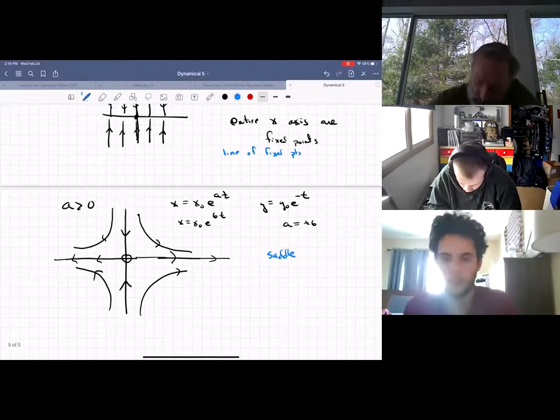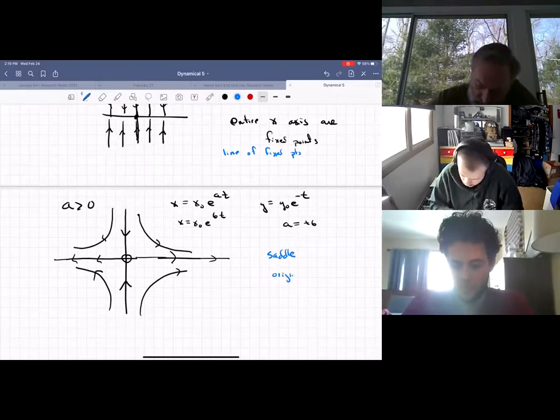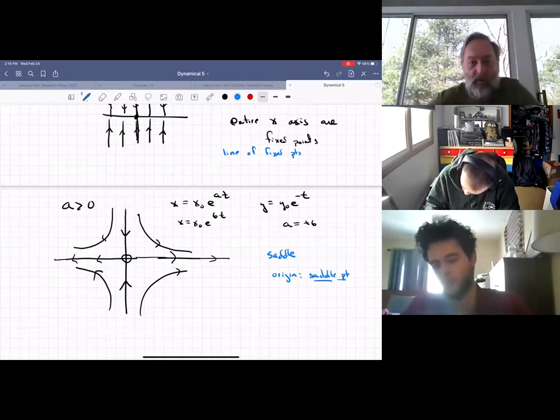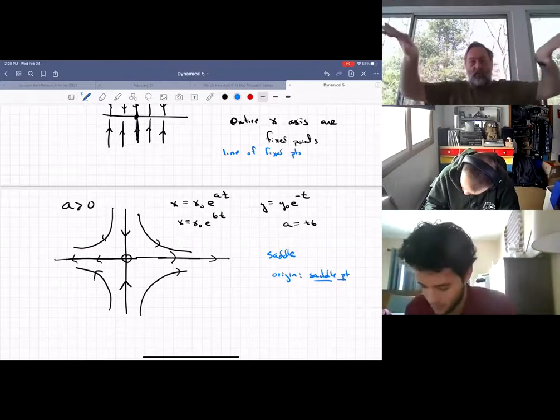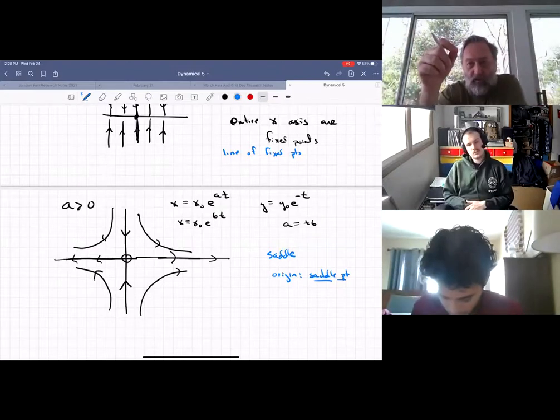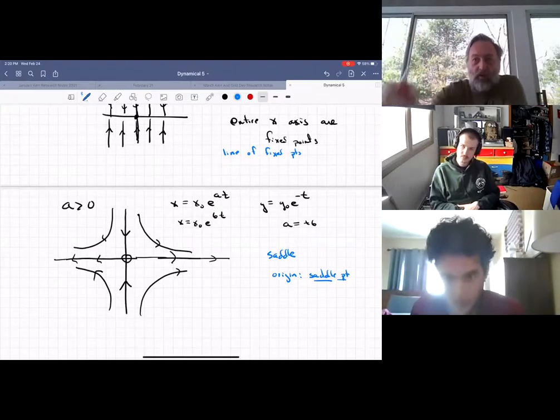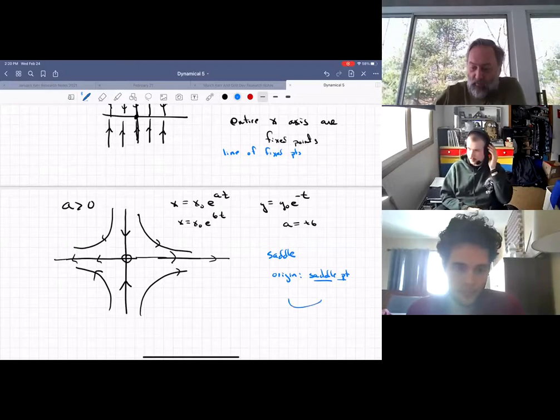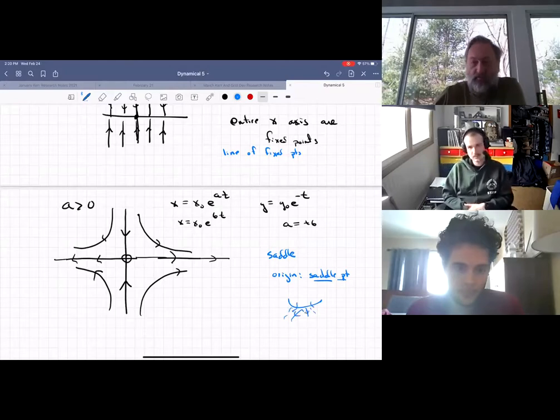And so the origin here is called a saddle point. If you think about a saddle, like a horse saddle, right? The point in the middle of the saddle, you run away in one direction and you run towards it in the other direction. You understand what I mean by that, right? Like a Pringles chip. I run towards it in this direction and away in those other directions.